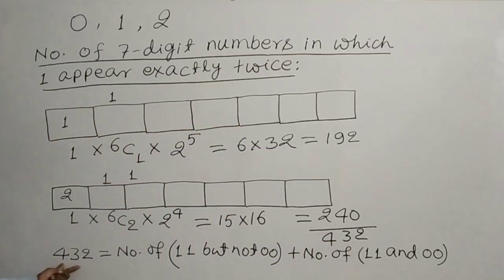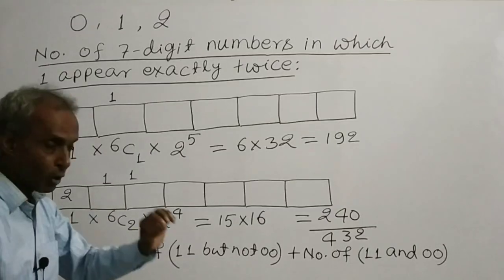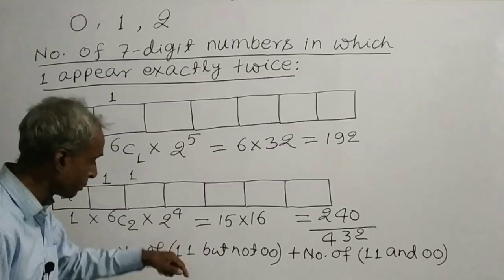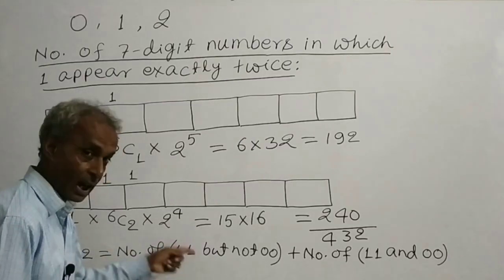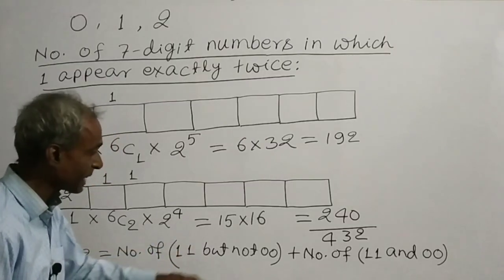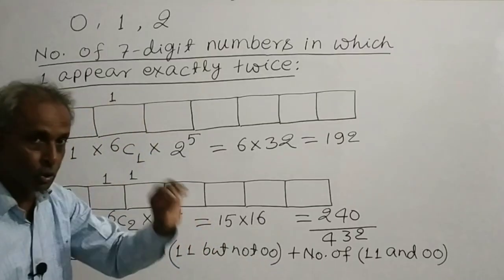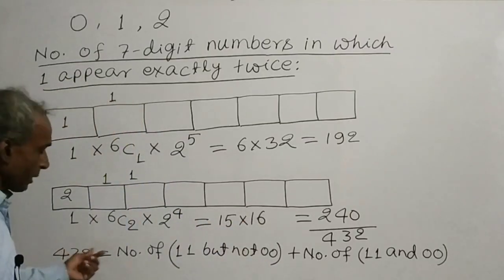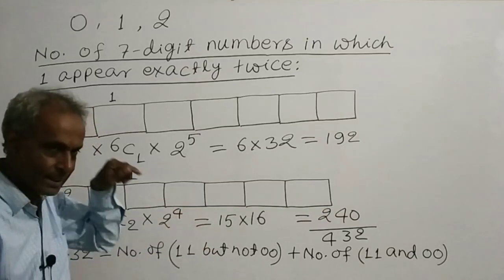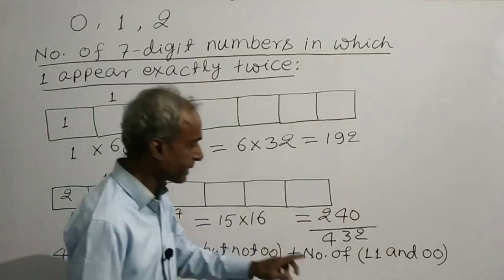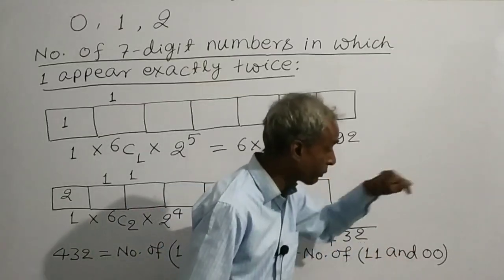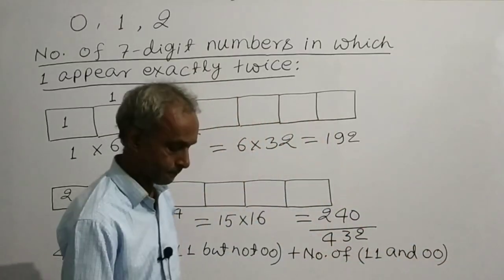In this 432, we have also counted such numbers in which 1 appears exactly twice but 0 does not appear exactly twice. And we have also counted such numbers in which 1 appeared twice and 0 also appeared twice.